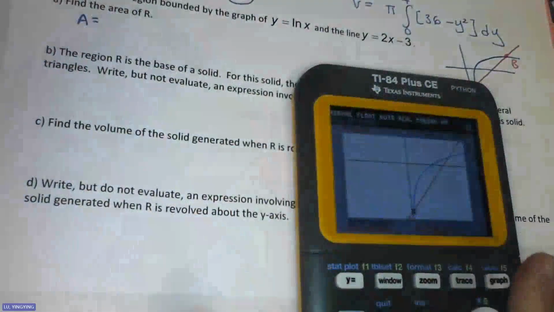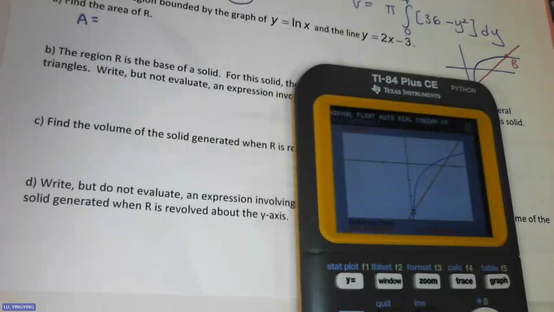Huh? It dies all the time. Another calculator died. Okay, we're gonna wait until this stops dying.